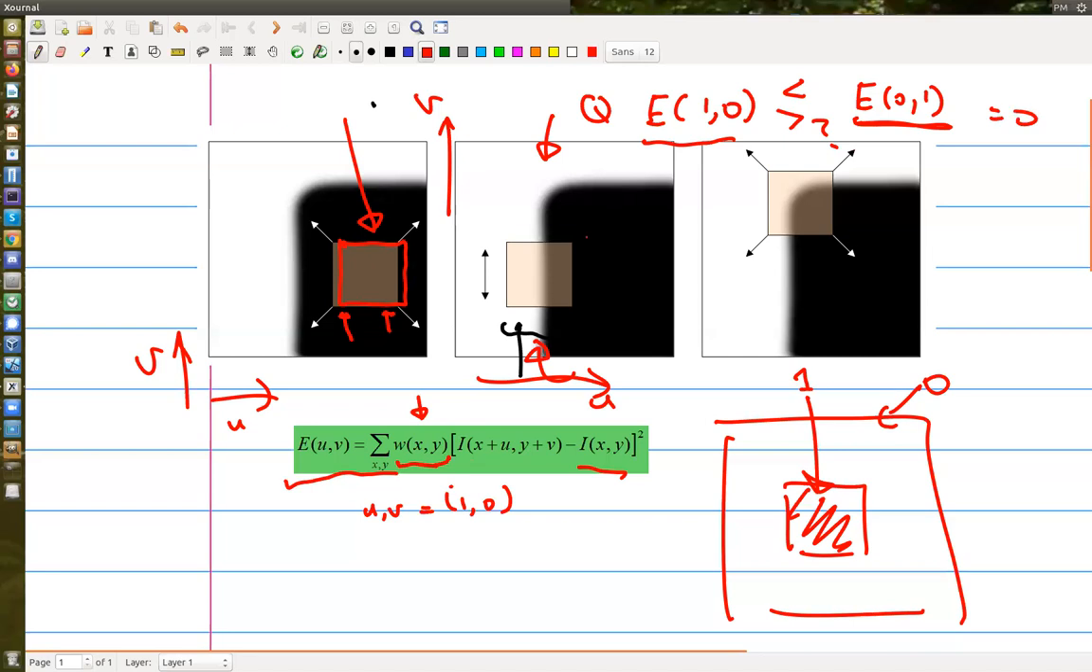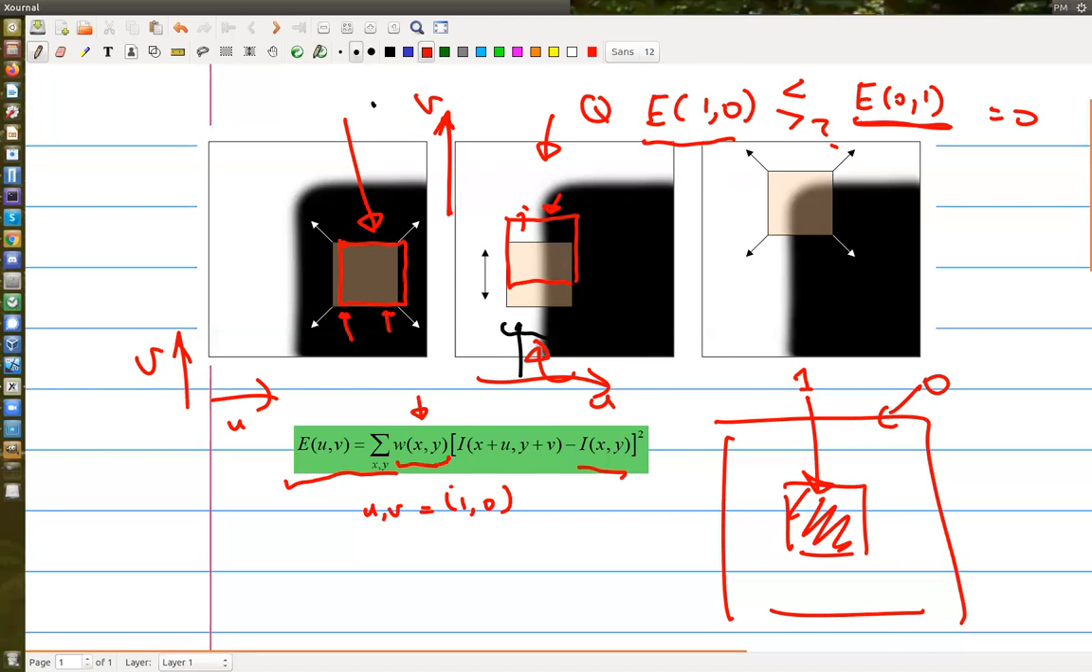Because E01 is actually equal to zero. If this is the V direction here, if I move around here, like I move up, this patch is still the same as this patch, right? So therefore, if you think of the sum of square differences of these two patches, it will be the same. So E01 is actually equal to zero.